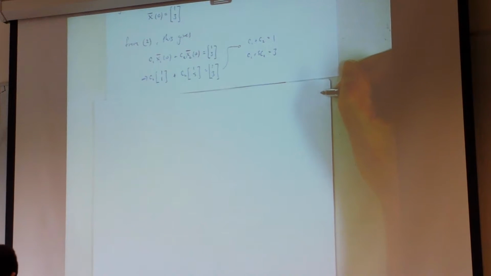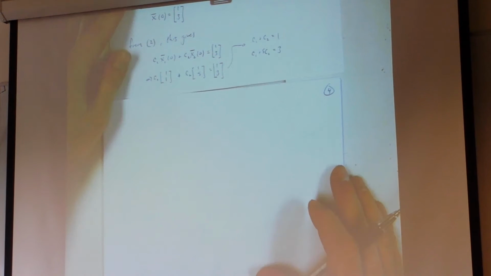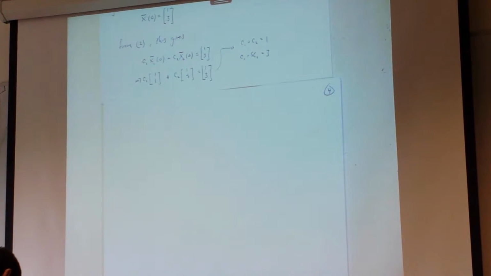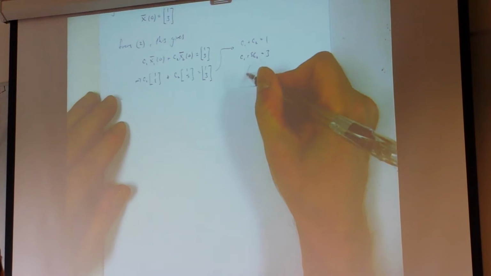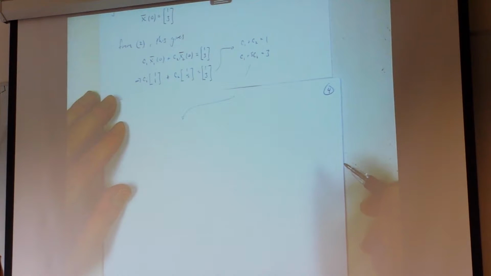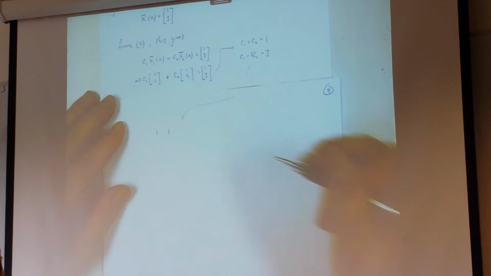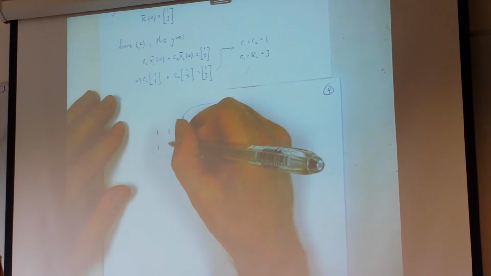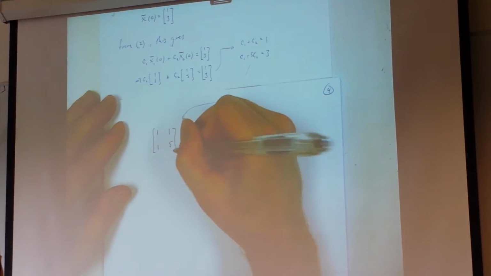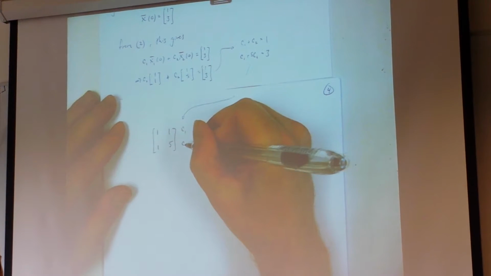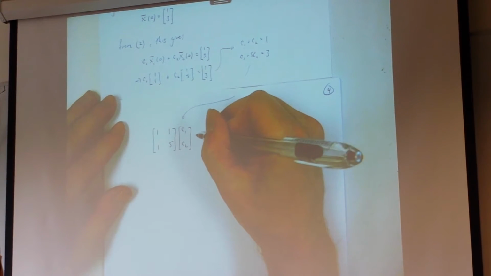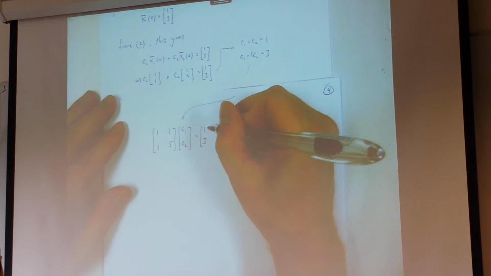You're going crazy. All right. So yet another way to write this. Yeah, this could be another matrix equation of the form 1, 1, 1, 5 times C1, C2 equals 1, 3. Okay?